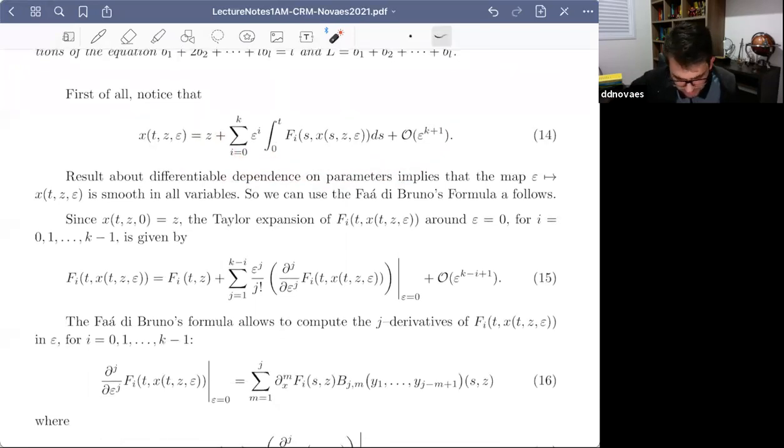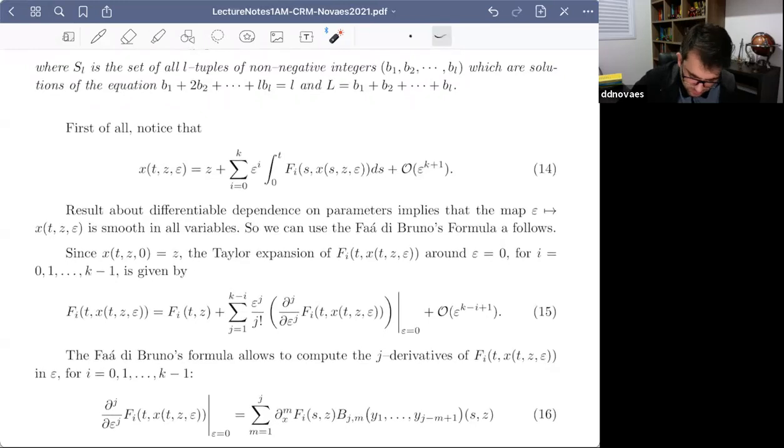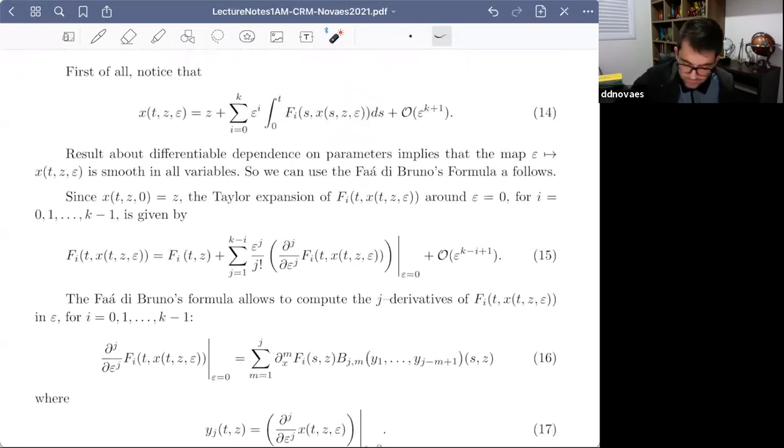Okay, so in order to expand, what I want to do is expand this expression in powers of epsilon. Here we have some powers of epsilon. However, epsilon also appears here in this composition. Then we have to expand this function in power series of epsilon. And this is why we are going to need the Faà di Bruno's formula. So this is what I'm doing here.